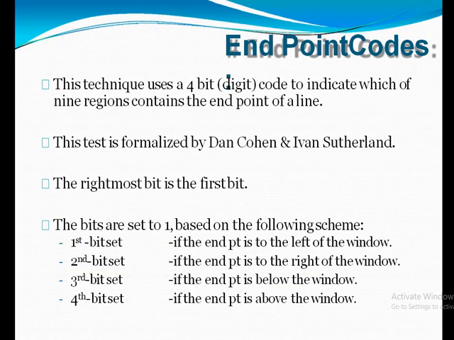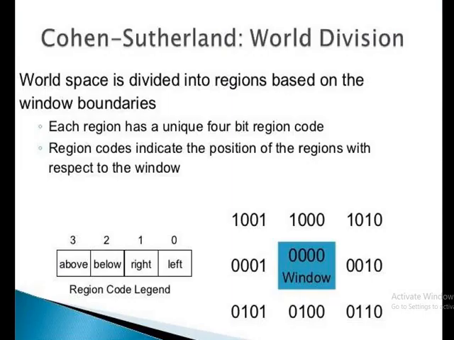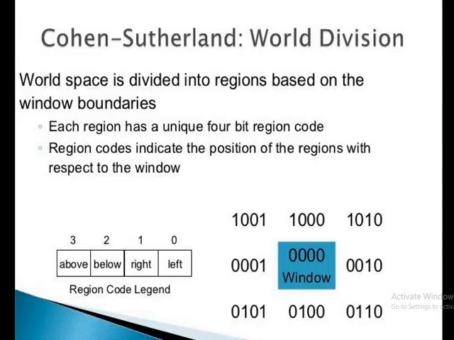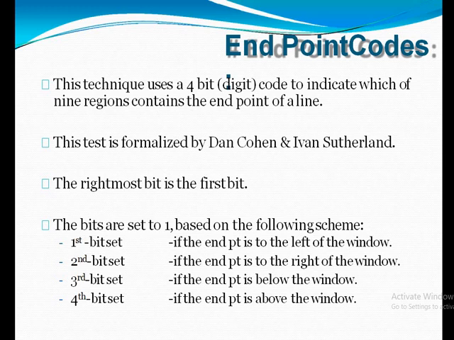Now the next concept is the endpoint codes, also called region codes, which are used in the Cohen-Sutherland line clipping algorithm. So we have seen point clipping, how you clip the individual points. Now the next is line clipping. We know a line is specified by means of its two endpoints.